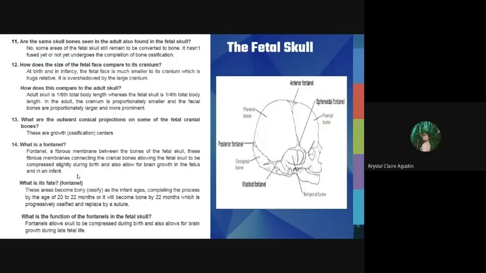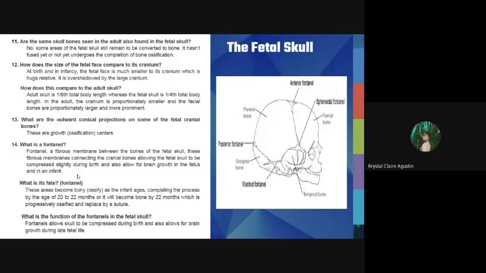It is because some areas of the fetal skull still remain to be converted to bone. So it hasn't fused yet, or has not yet completed bone ossification. Unlike the fetal skull, the adult skull is much more complete. So if we say fetal skull, it is the head of a fetus or an infant.